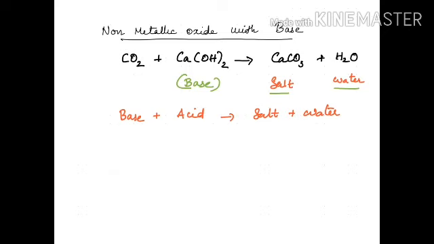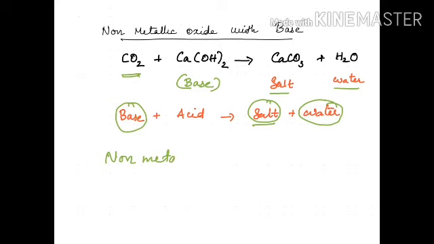Now again look back to our neutralization reaction. We have a base over here. It is reacting with an acid to produce salt and water, right? Same products. One reactant is also similar. So carbon dioxide is left over here. Carbon dioxide is a non-metallic oxide.